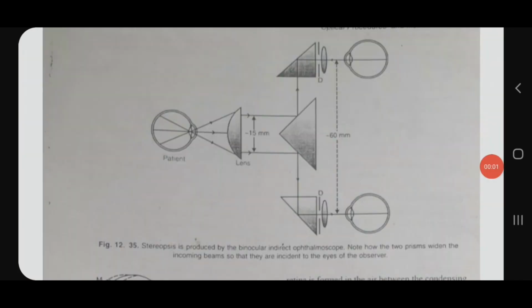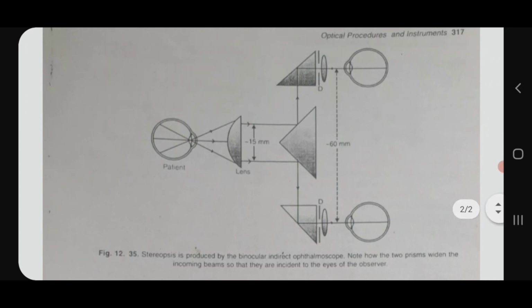You can see how the stereopsis is produced by the binocular indirect ophthalmoscope in this diagram. Note how the two prisms widen the incoming beams so that they are incident to the eyes of the observer. That's how we can achieve binocularity in an indirect ophthalmoscope. If you use a right angle prism, definitely total internal reflection will occur.